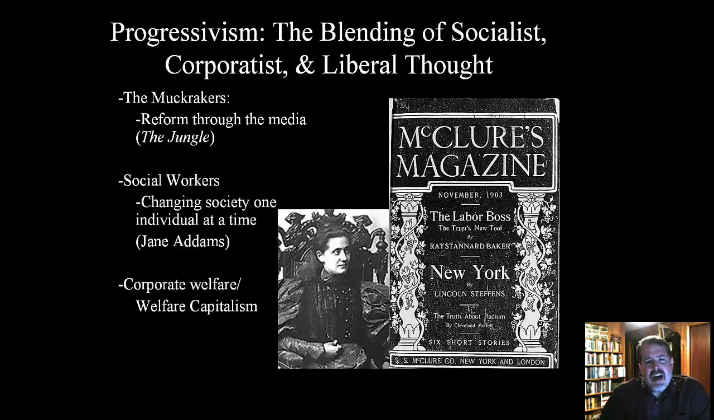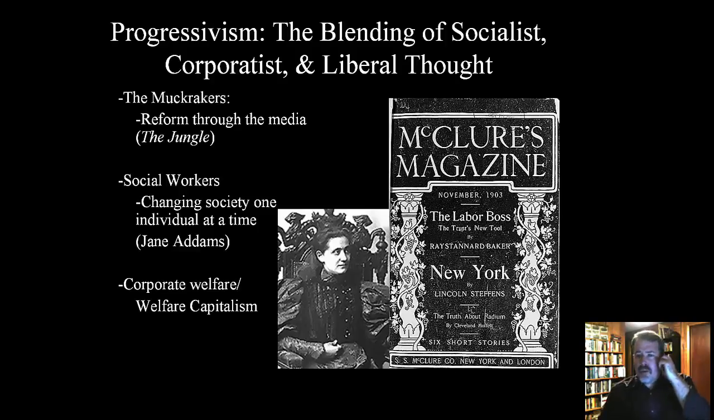progressives believe that society has to be managed, that there need to be institutions in place to help change individuals, to help regulate individuals and corporations and organizations. Initially, progressives attempt to do this on their own. They attempt to change society through individual effort. We see this early on in the efforts of the so-called muckrakers.